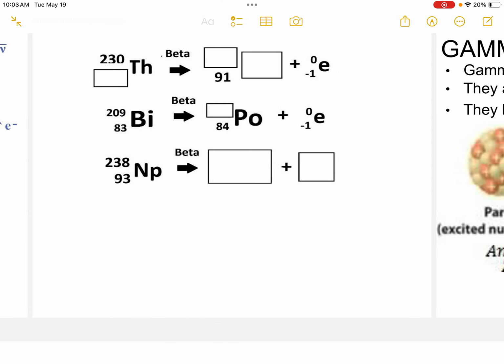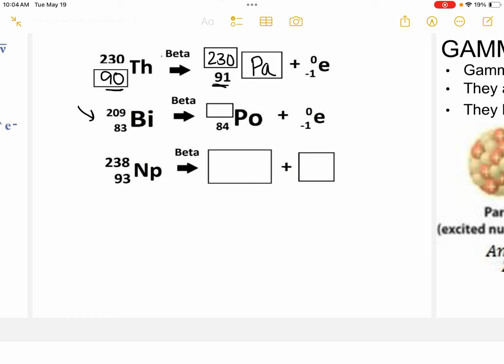So let's practice with this. So remember, for beta decay, we're moving up once beta decay happens. So we have 91 here, so this is going to be 90. The number on the top isn't going to change. It's 230. And then the atom at 91 is protactinium, Pa.